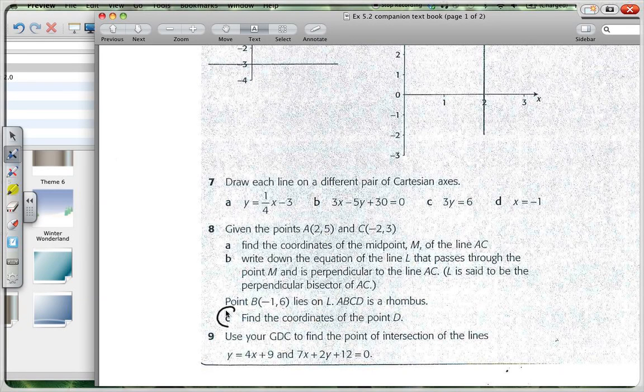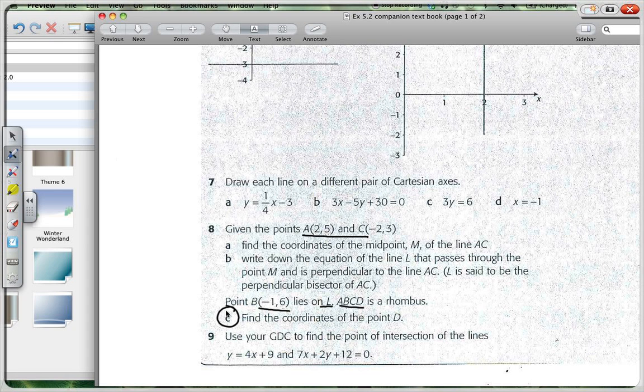Now looking at question C, where it says point B (-1, 6) lies on L. This is the line that is perpendicular to this line AC. ABCD is a rhombus. Now, just a few points about a rhombus.